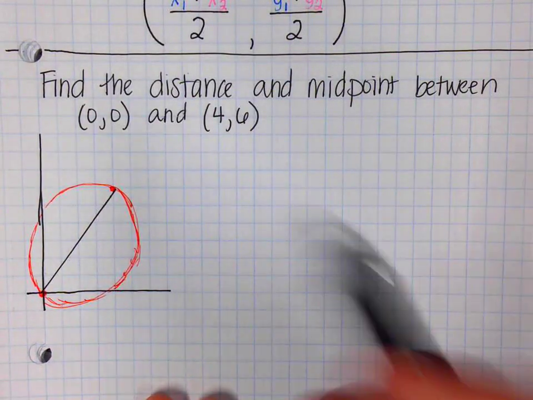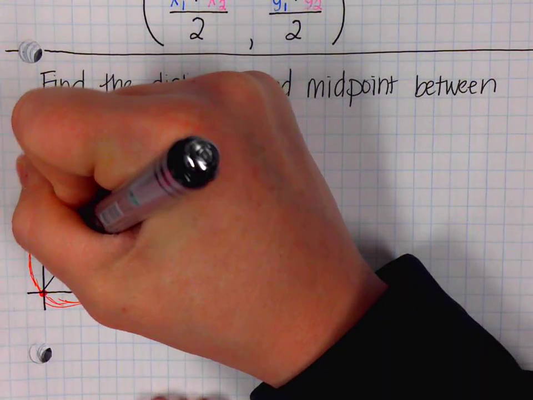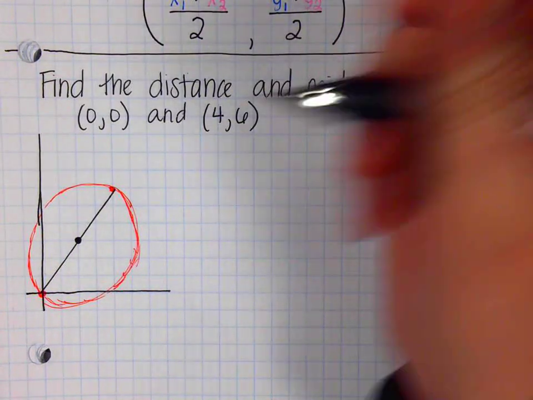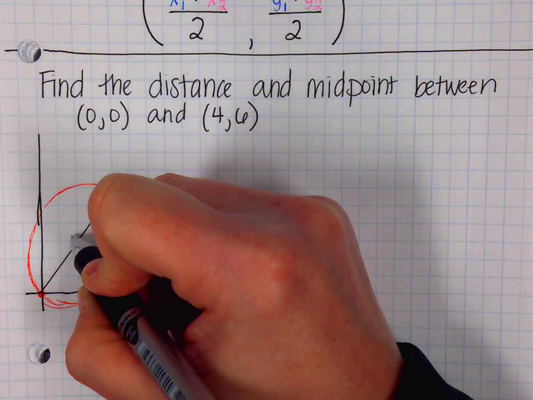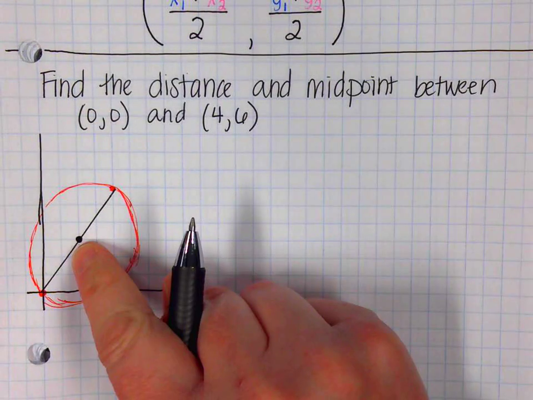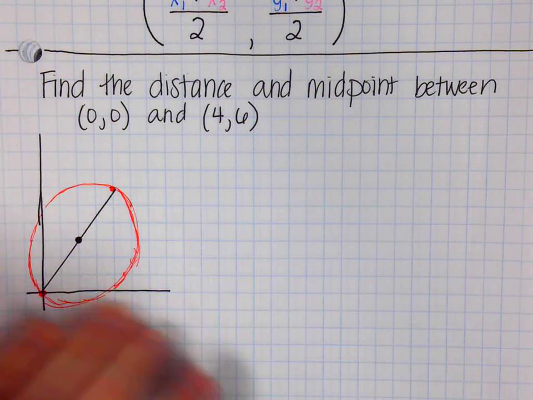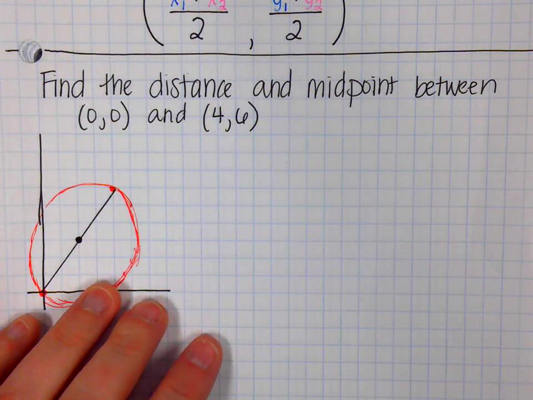And then the midpoint, so you can actually see on this one which one the midpoint is just because of how well I drew it. You can find the center of the circle. So that's what we're going to be mathematically doing to find the distance and the midpoint.